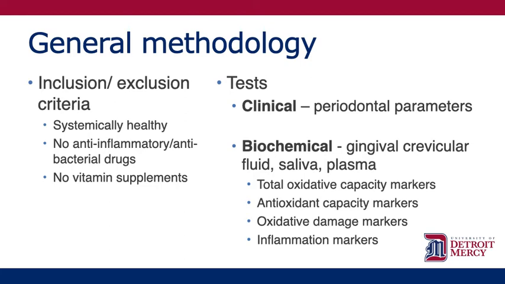The parameters that were evaluated can be categorized into clinical and biochemical. For clinical, they evaluated periodontal parameters such as probing depth and bone loss, as you have seen in a previous slide. The other tests were biochemical, in which they evaluated the oxidative stress in gingival crevicular fluid, saliva, or plasma. The markers that were examined were total oxidative capacity, antioxidant capacity, oxidative damage, and inflammation.